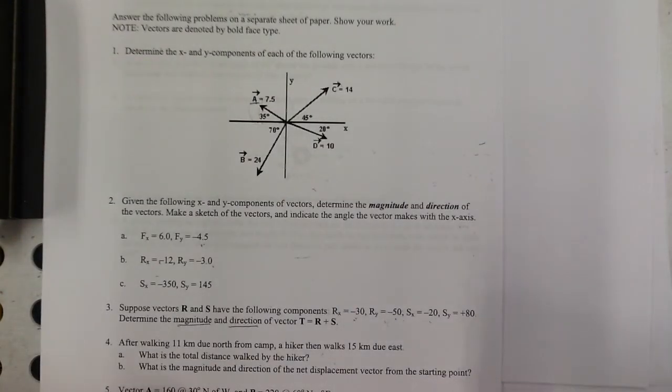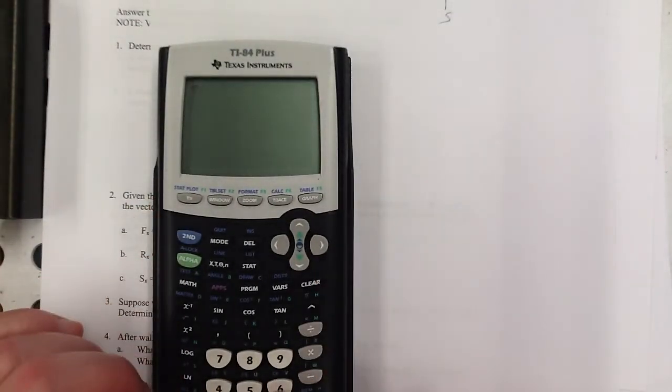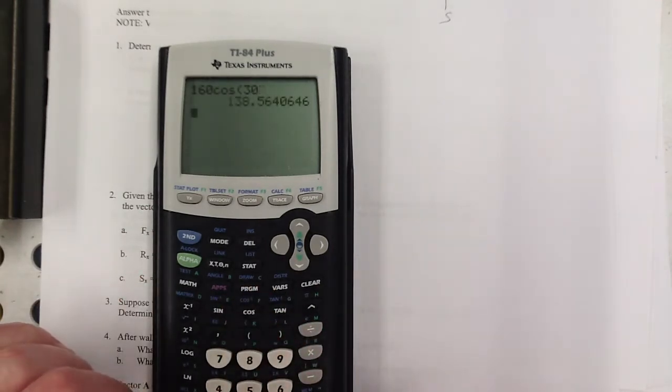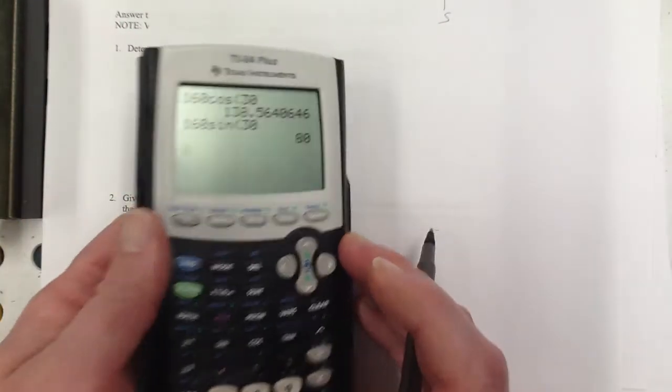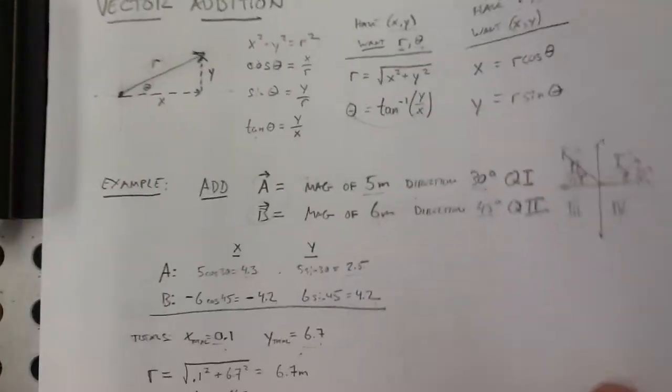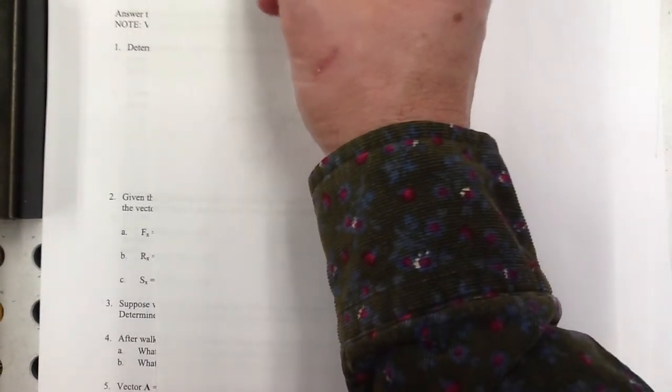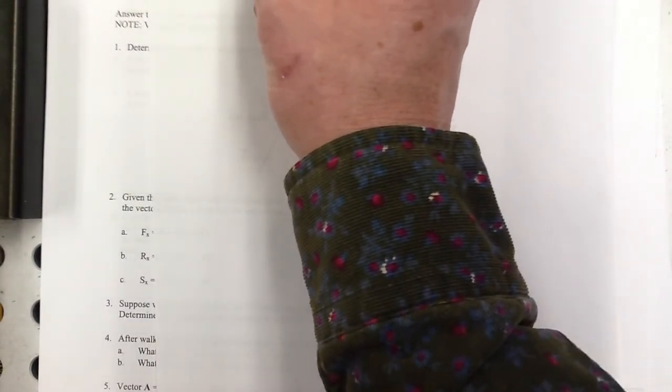So 160 and then 30, so I need to do 160 times the cosine of 30 and 160 times the sine of 30. And that gives me my two pieces there, right? That's back to here. I have the r and the theta, and I need to break it up into those x and y. All right, so 138.6 and 80. Okay, how about vector B?